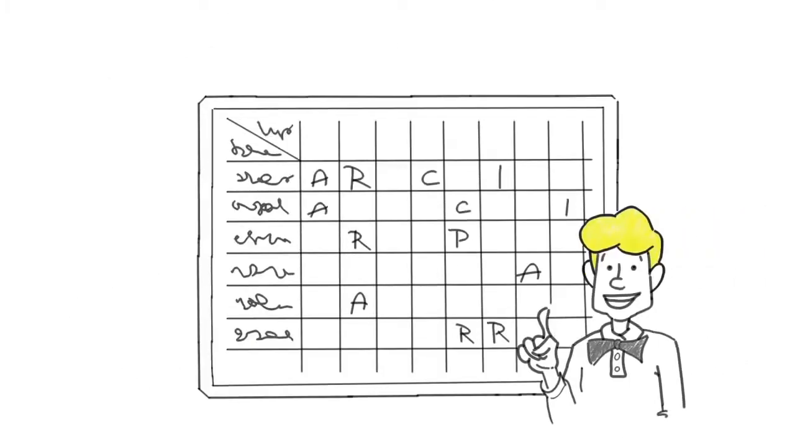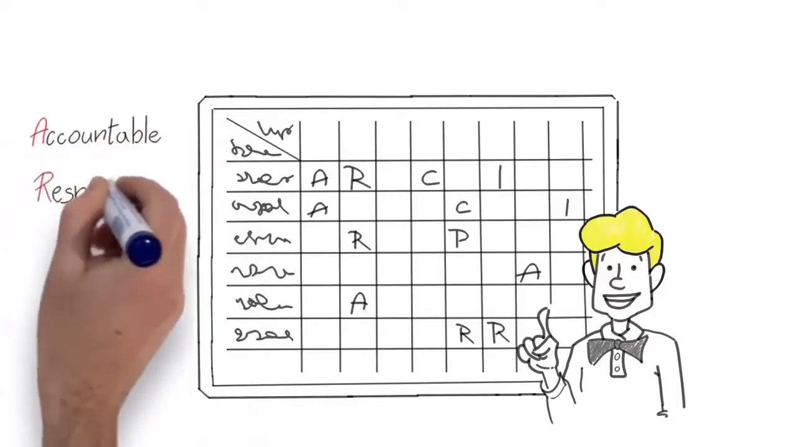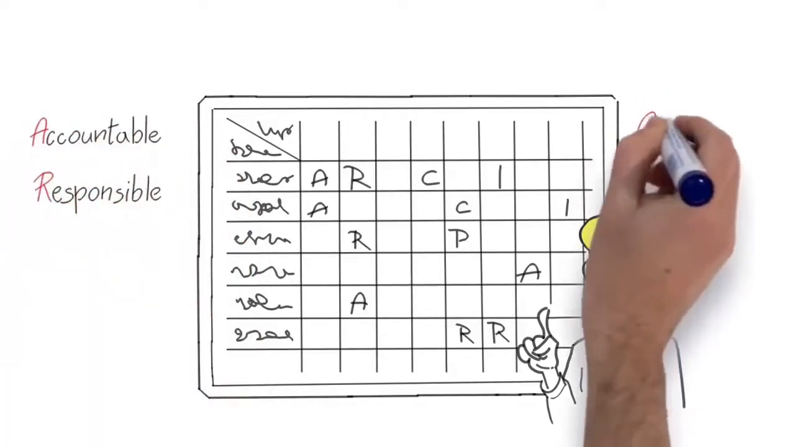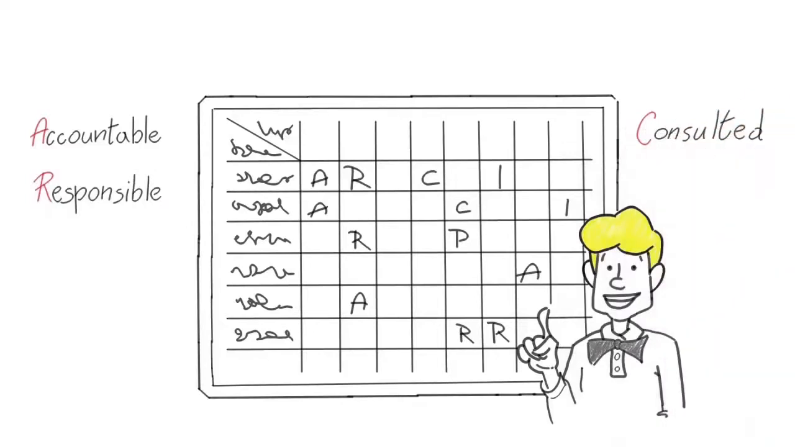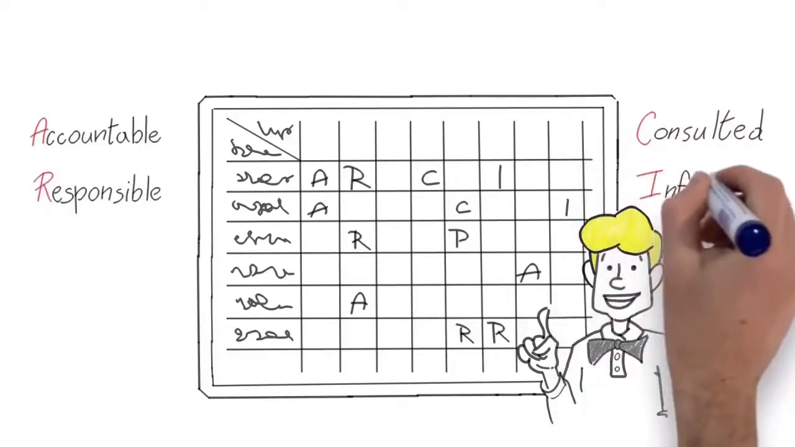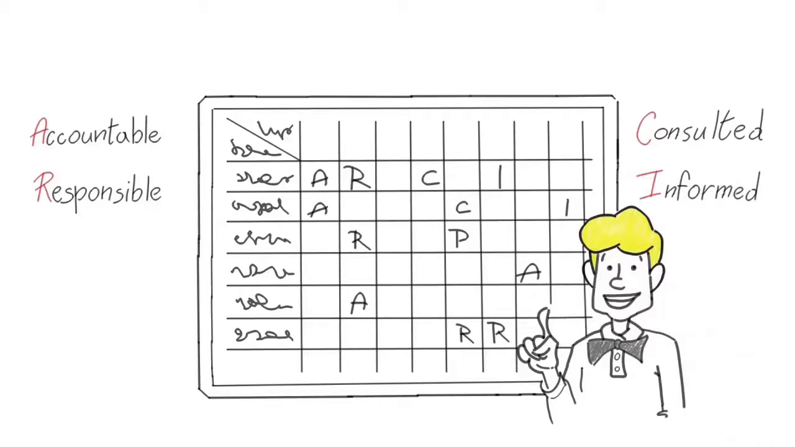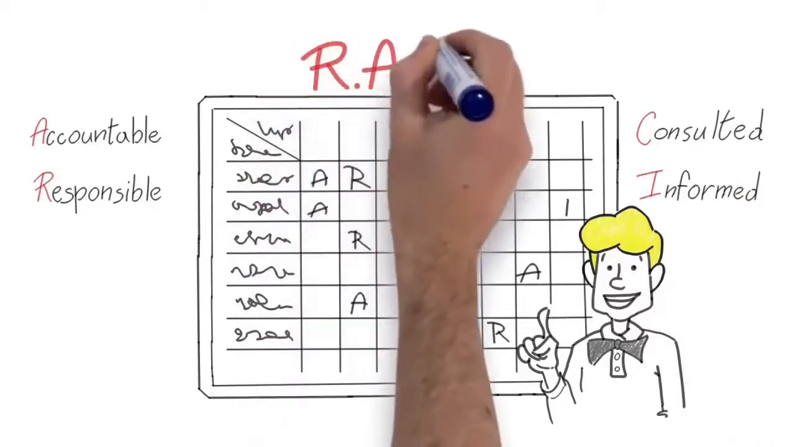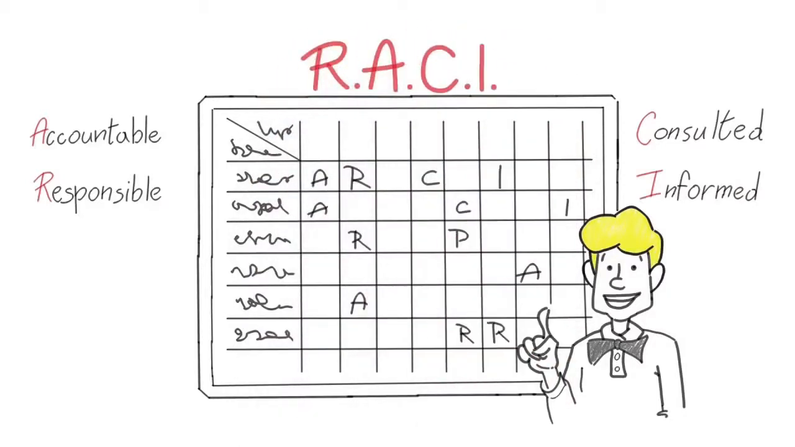Now for the RACI model. So accountable means this is where the buck stops. Responsible is where things get done. Consulted, this is where we need to ask others before proceeding. And informed is who we let know after all is done and dusted. So RACI is an acronym which stands for Responsible, Accountable, Consulted, and Informed. So it's time to have fun.